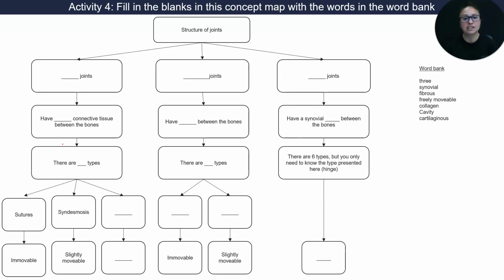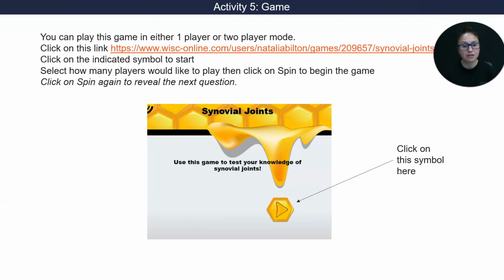And here is another fill in the blank activity. This one looks at the joints, and all the structural classifications of joints. So what you need to do is use the words in the word bank to fill in the gaps in this concept map that summarizes the information that we covered about joints in this subject.